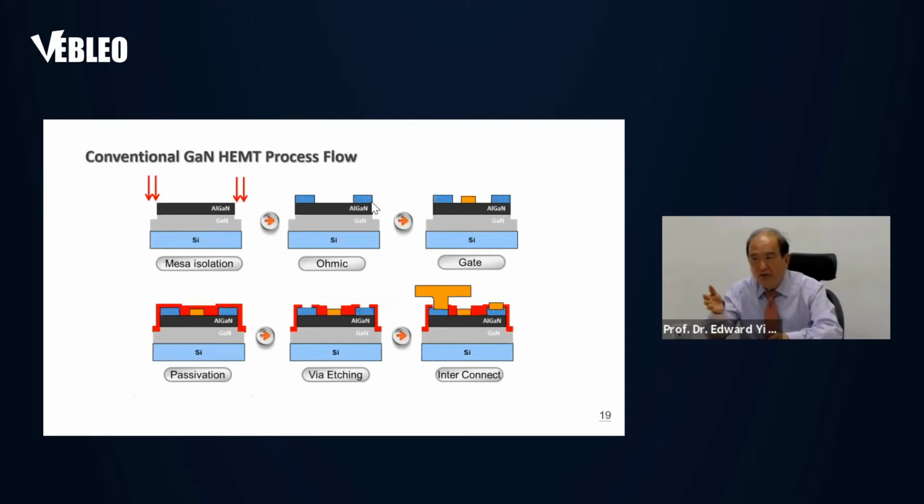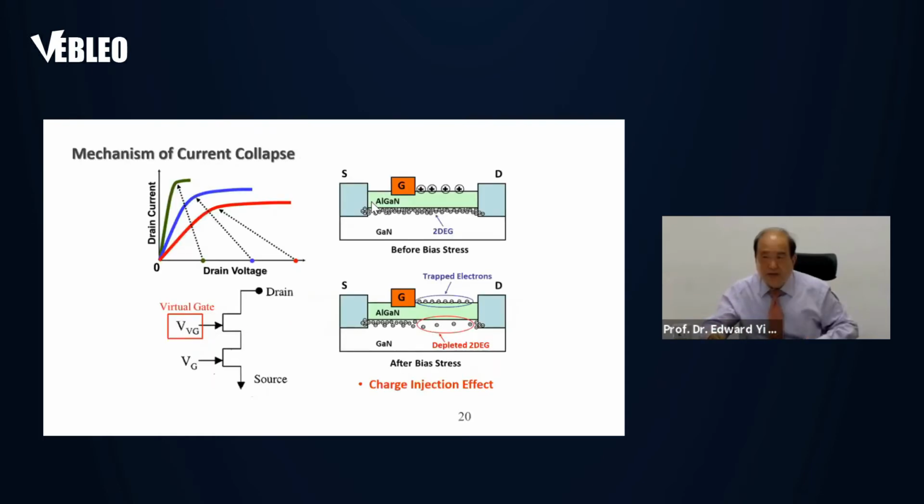And then we go to device fabrication. So we have mesa, ohmic, gate, passivation, via, and interconnect. The thing you have to watch out for is the so-called current collapse, and this is because the surface states donate electrons and become charged particles, so they could trap electrons from the gate, and these electrons will deplete the 2DEG and cause current drift if your bias voltage is high. So after operation the current is getting lower and lower. That's called current collapse.